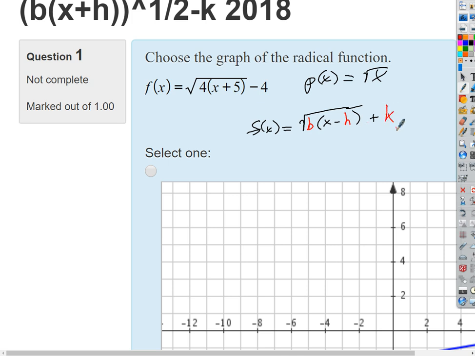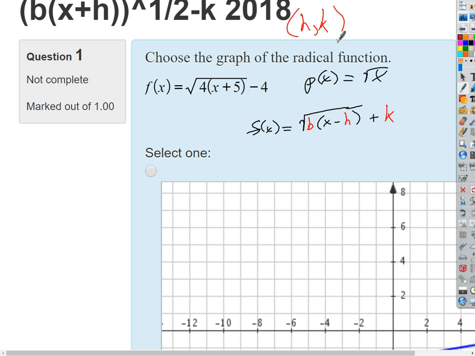Now notice the b, we haven't done a translation yet, but I've got to multiply whatever this horizontal dilation factor is by the whole input, which is x shifted, by the whole x minus h. So what do these things do? h and k is still the same as before.